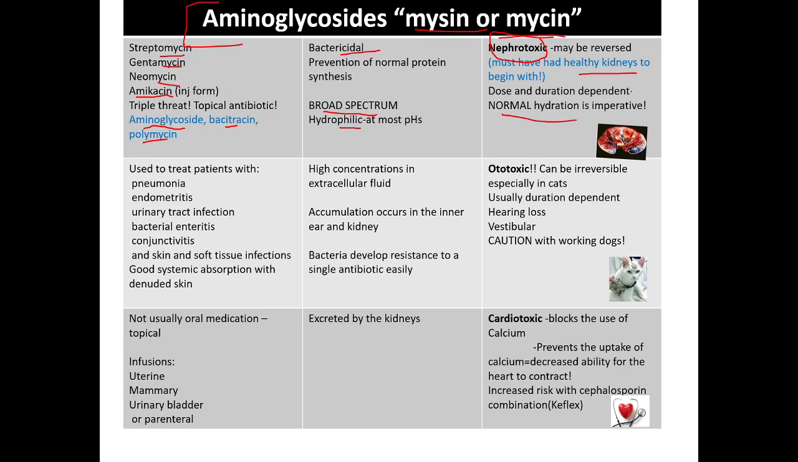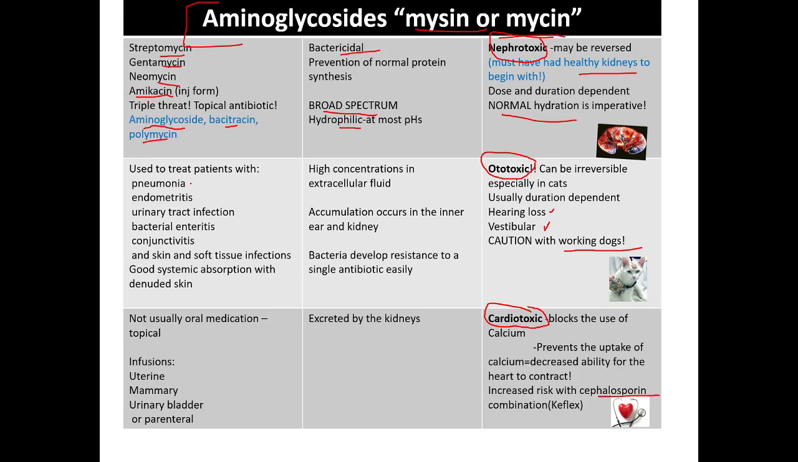We have to be careful how long and how much of it we give. It is also ototoxic. This can be irreversible, especially in cats. We have to be very careful when we're using these drugs in the ears, especially of working dogs, because they need their hearing. So we'll often see hearing loss, but also vestibular signs with that ototoxicity. So nephrotoxic, ototoxic, and cardiotoxic. So it blocks the use of calcium, prevents the uptake of calcium, decreased ability for the heart to contract. And if we give it with cephalosporin, we see an increased risk of that.